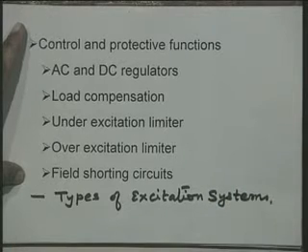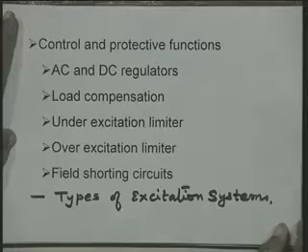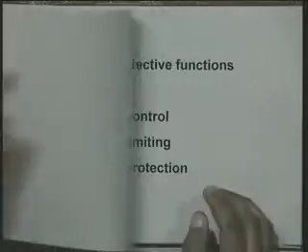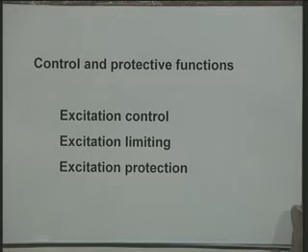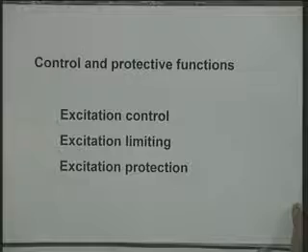Briefly, as you all know, the control and protective functions are required to achieve the desired performance of the generator and power system. We have excitation control, excitation limiting, and excitation protection. There are three different functions: control, protection, and limiting.